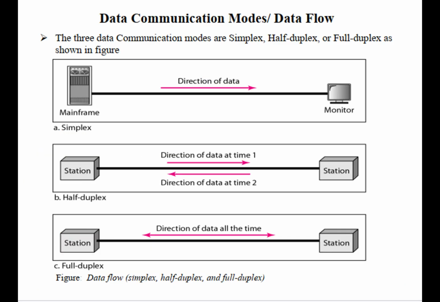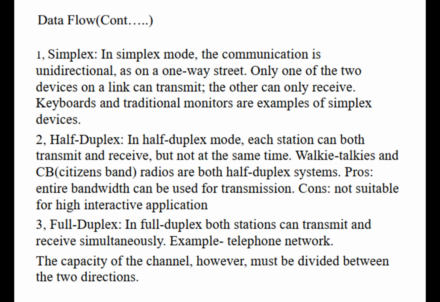Data communication mode/data flow. The 3 data communication modes are simplex, half-duplex, or full duplex as shown in the figure. Data flow: simplex, half-duplex, and full duplex. 1. Simplex. In simplex mode, the communication is unidirectional, as on a one-way street. Only one of the 2 devices on a link can transmit, the other can only receive. Keyboards and traditional monitors are examples of simplex devices.